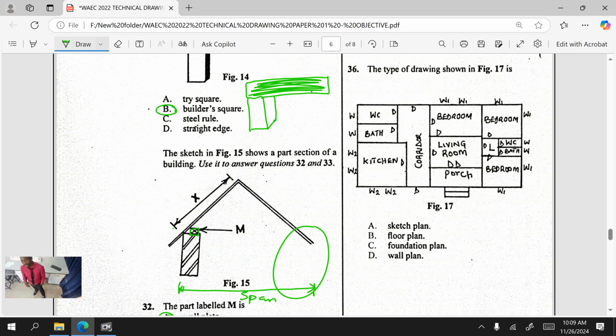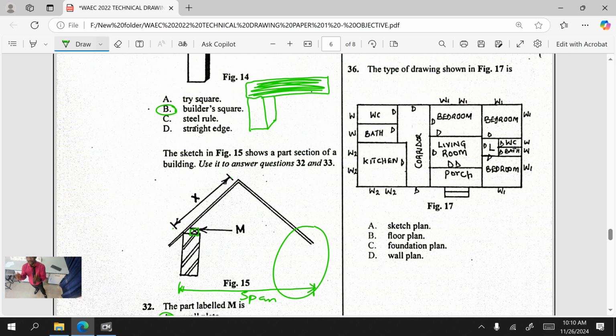If it is a floor plan, you are to use all the building conventions. For example, you should not be showing W, you should not be showing D. You should be putting the symbols to show us. Do you get it now? So this W2, W1, no. It should be the symbol with the measurement in it. That's when you give us the floor plan. But what is here is just a sketch. Do you get it now?